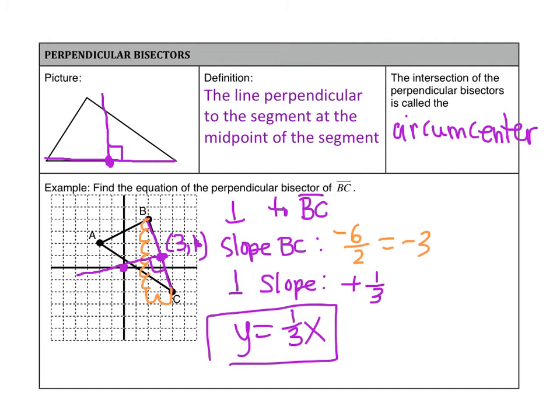You will continue finding the other two perpendicular bisectors, and the intersection of those will be the circumcenter. But for now, let's move on and look at the altitudes.